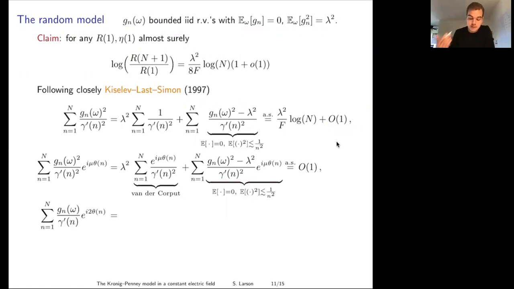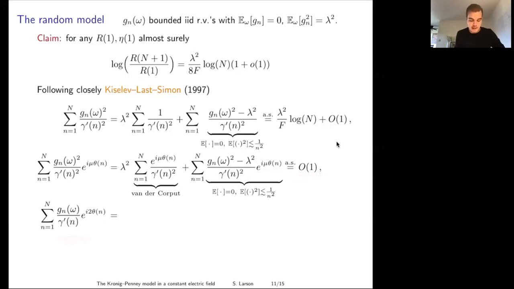The second term, we can almost treat identically as we did the previous sum. There's one complication. The random variables here are now coupled. They are not independent because theta depends on the previous random variables gn. But the dependent structure is fairly nice. It's sort of a martingale type structure. And that is precisely what Kiselev, Last, and Simon showed in their paper, that you can still sort of do a Kolmogorov three series test thing here and conclude that they almost surely converge. So the entire thing here is O of 1, which is good.